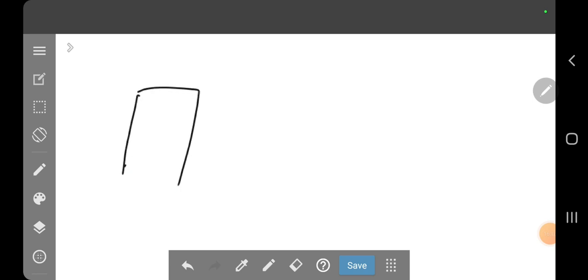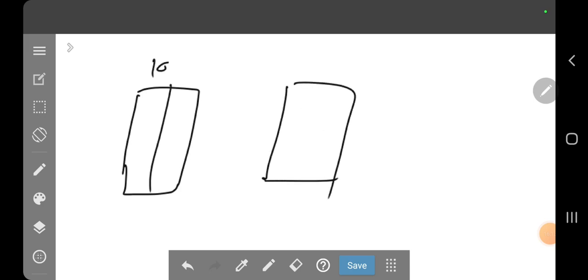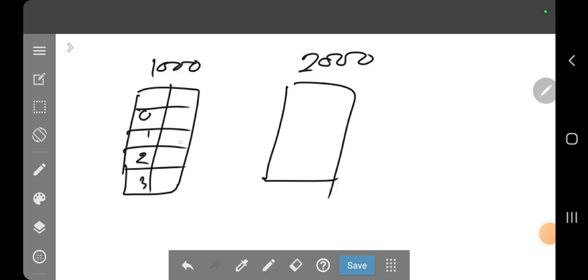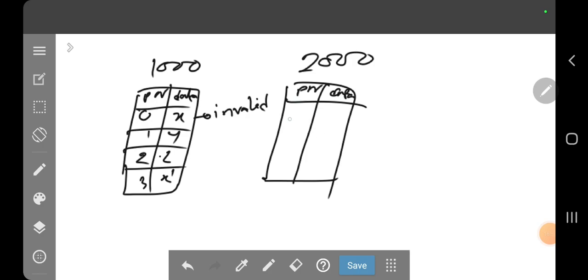Now for the erase operation, let's say this is one block. For making an erase operation, we need two blocks. Let's say this block address is 1000 and this other block address is 2000. Pages 0 1 2 3 were written as x, y, z and x prime, and x is now invalid. This one was the page number and this one was data. In the second block, it is blank, so there is no page number and no data, pages 0 1 2 and 3 have no data value.